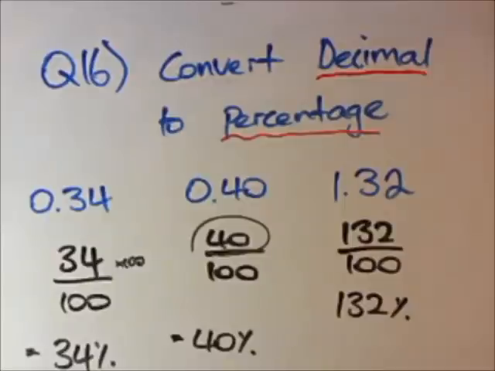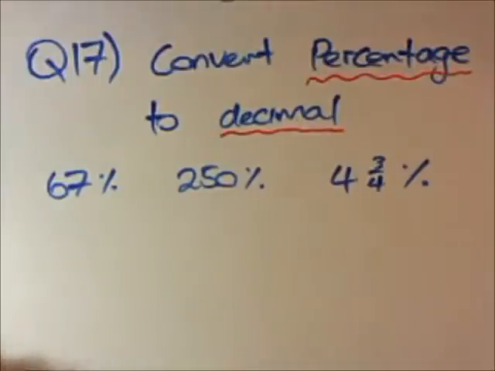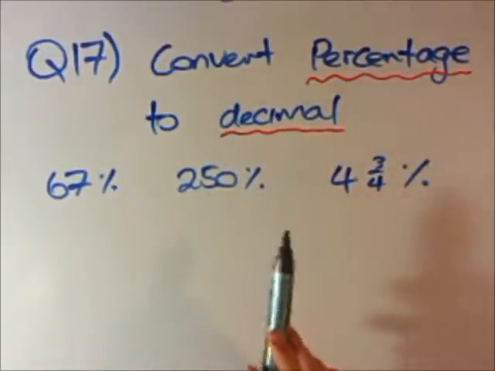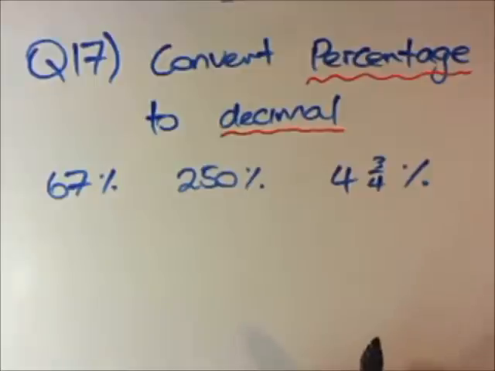So there are 3 answers. Now, question 17, we're converting percentages to decimals. Now, question 16, the one before this, was the exact opposite. We're converting decimals to percentages. So if you wanted to have a little background, go to question 16, and what we're actually doing here is the exact opposite. Right? So let's use the question 16 techniques to convert these percentages into decimals.